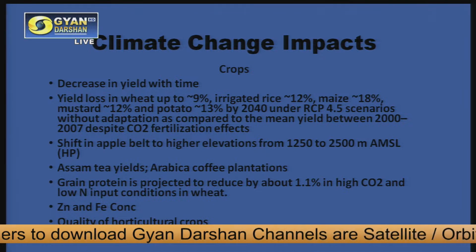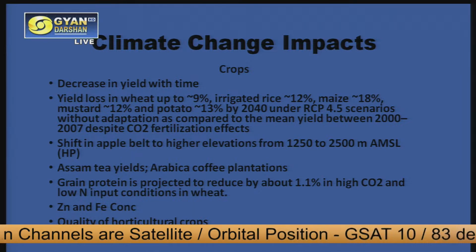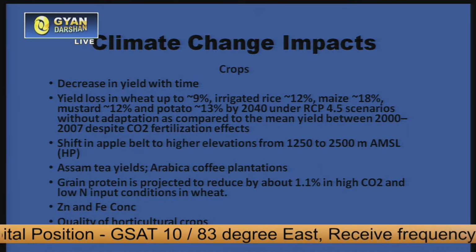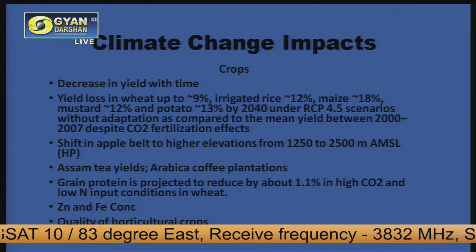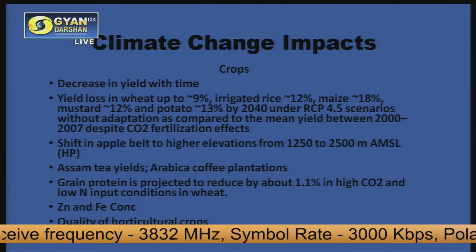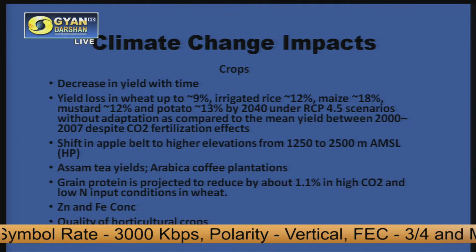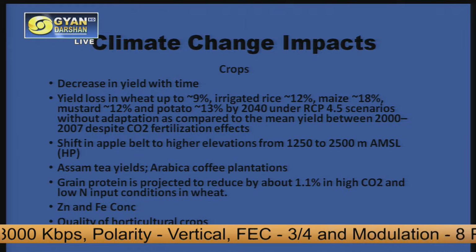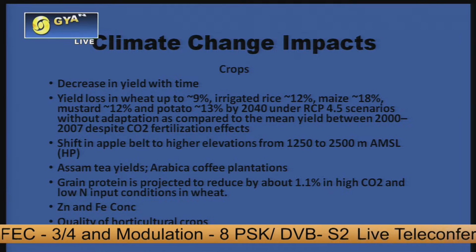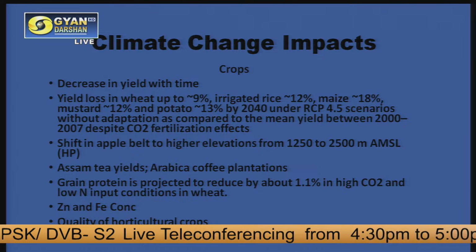And definitely, as the years pass, because we are expecting the temperature to increase in this century, there is every possibility of yield decline in the crops. The second important thing: it has been documented that yield loss has been observed in crops like wheat, irrigated rice, maize, and potato, though the extent would be different. But in unirrigated or rain-fed areas, there will be more impact because of climate change.